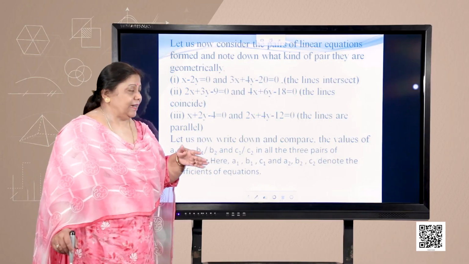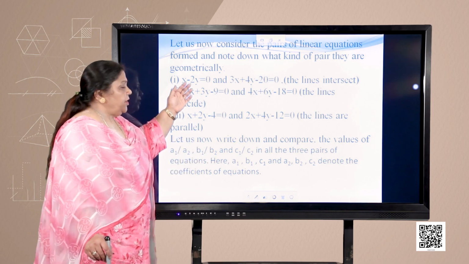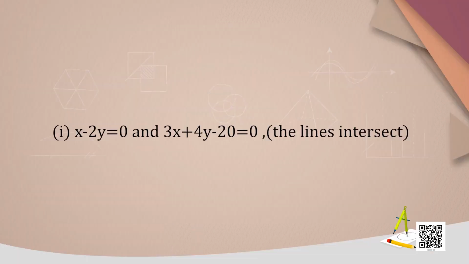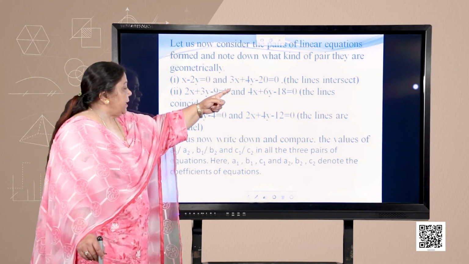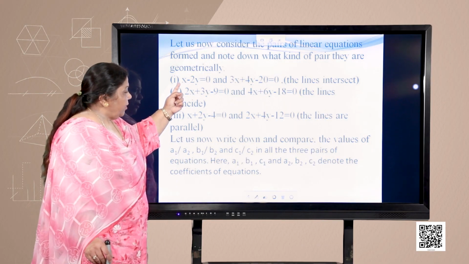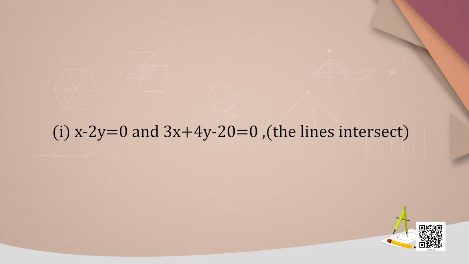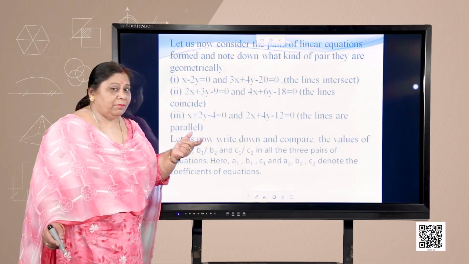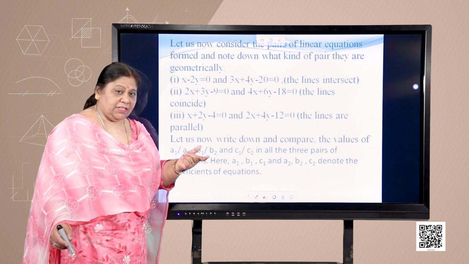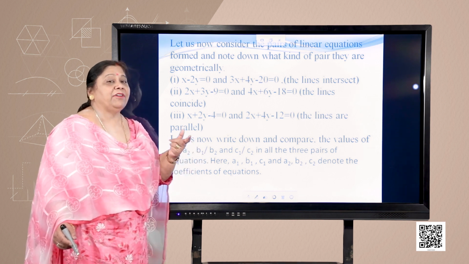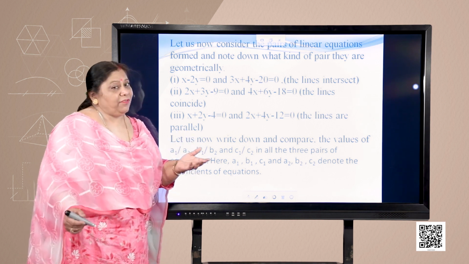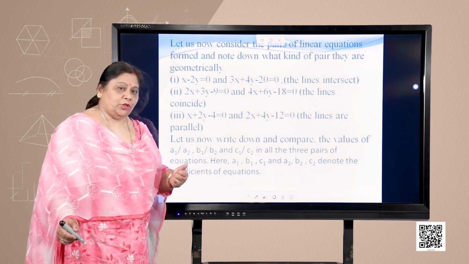Very interesting. Let us see. We have three different pairs of linear equations here. x minus 2y is equal to 0 and 3x plus 4y minus 20 is equal to 0. The lines intersect in this case because you can see 1 upon 3 will not be equal to minus 2 upon 4. By the sight of the linear equations, we can just judge whether they will have a unique solution, infinitely many solutions or no solution.